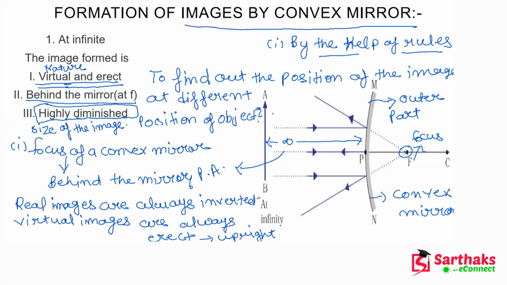If you place the object at infinite distance, we have found out the nature of the image, the location or position of the image, and also the size of the image. Now, guys, let's move on to the next slide. Let's talk about the second case.